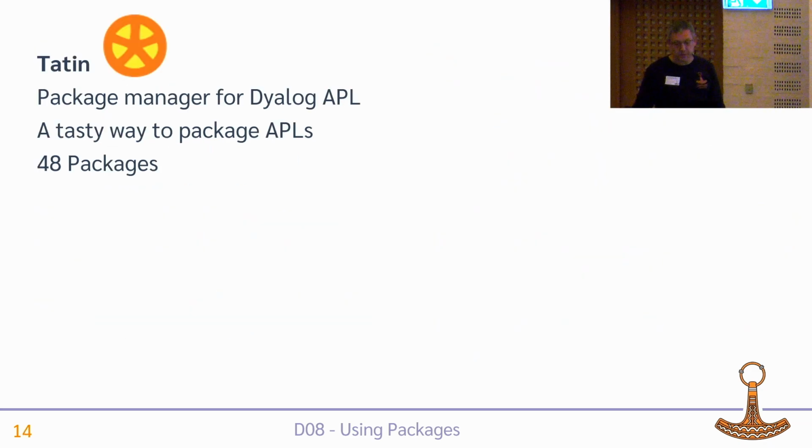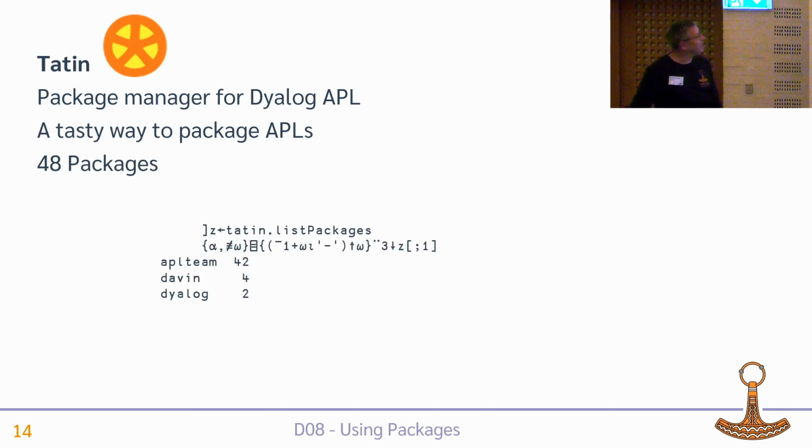So Tatin is a package manager for Dyalog APL. As you can see, the logo is intended to show that it's a nice way to package apples, a Tatin tart, thanks to Adam. And you can list them from APL.